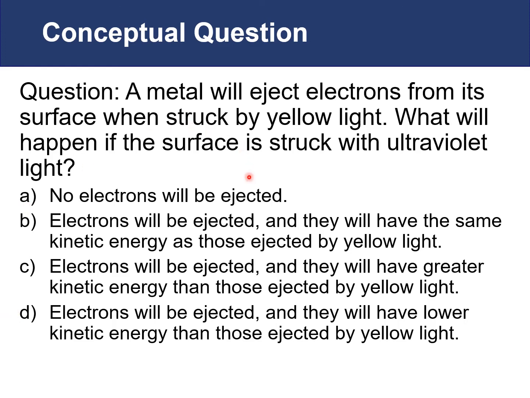So if a particular amount of energy is required, i.e. the amount of energy from yellow light, ultraviolet light has more energy. That extra energy will be dumped into kinetic energy. So the correct answer will be C. Electrons will be ejected and they will have greater kinetic energy than those ejected by yellow light.